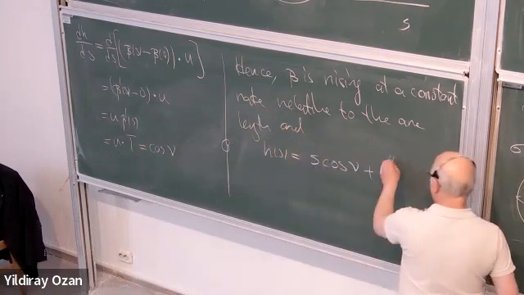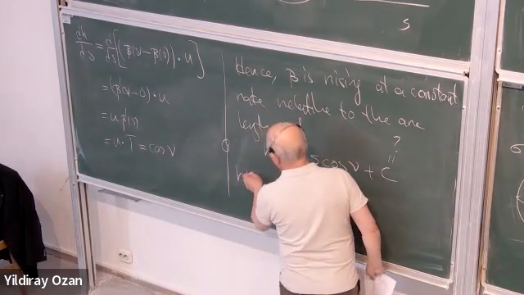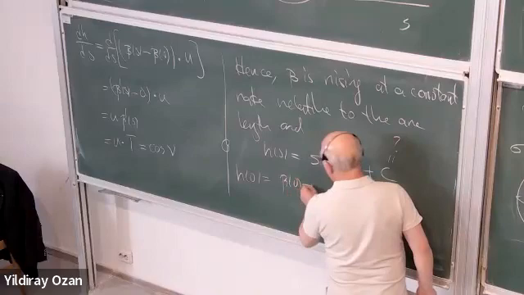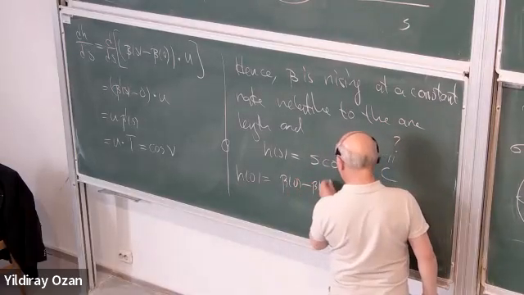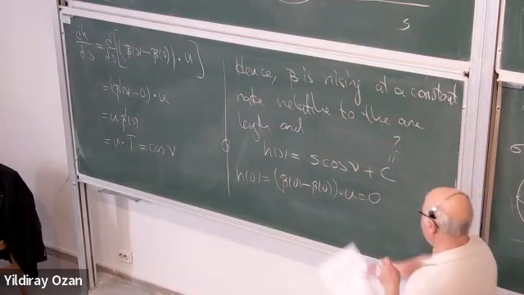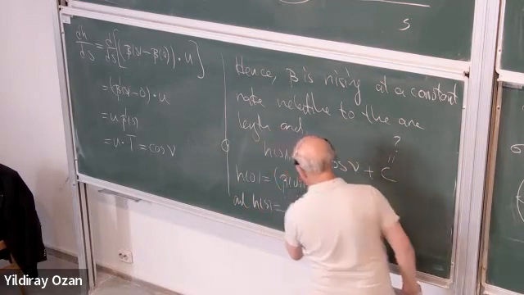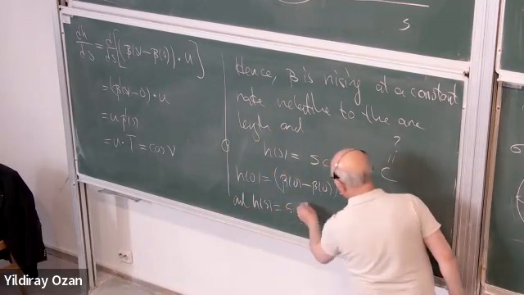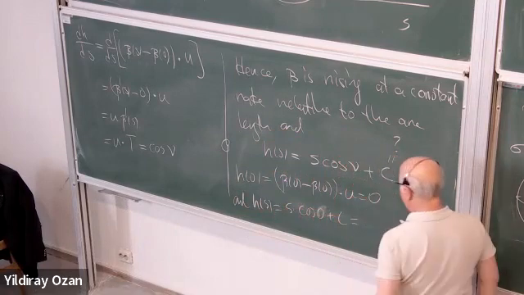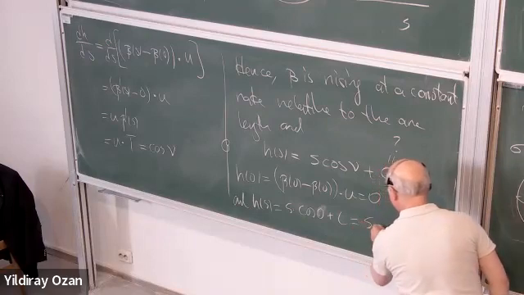But what is this c? Well, we know that h of 0 is just beta 0 minus beta 0 dot u, so it is 0. And if you plug in here, h of 0 is s times cosine 0 plus c. Cosine 0 is just 1, so this is s plus c.